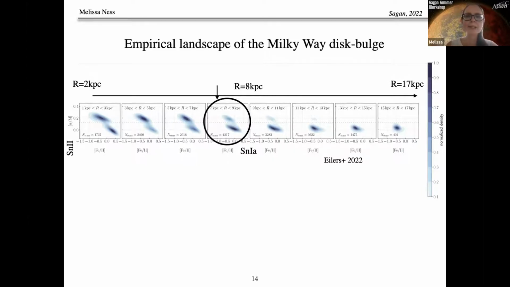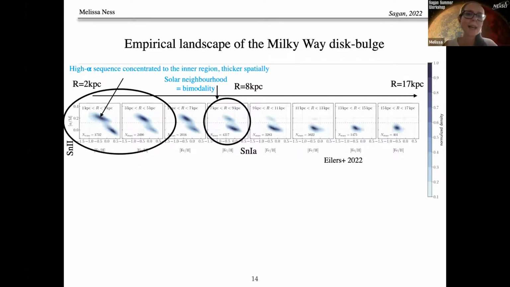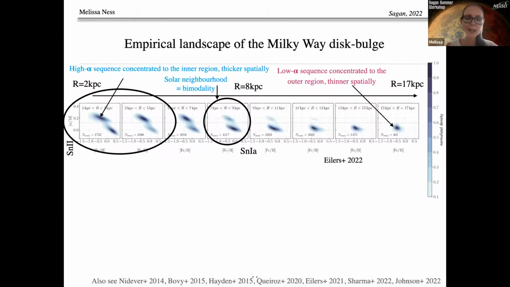So let's focus on just the solar neighborhood. Just directly around us, we can see this bimodality that we've known about for a very long time. And you can see there's this transition as you move from the inner to the outer region. In the inner region, the high alpha sequence dominates. It's thicker spatially. It maintains the same sort of shape as you move out in radius. But if you now look at the low alpha sequence, the gradient in this plane flattens as you move out further and further away, and the high alpha sequence disappears. So by the time you're out in the outer disk, you're only seeing the low alpha sequence, which is concentrated to the outer region and thinner spatially. So there's a lot of debate as to what has set this chemical distribution of stars. It almost looks as though there's 2 galaxies on top of one another chemically.